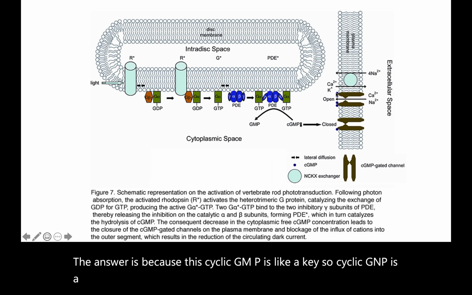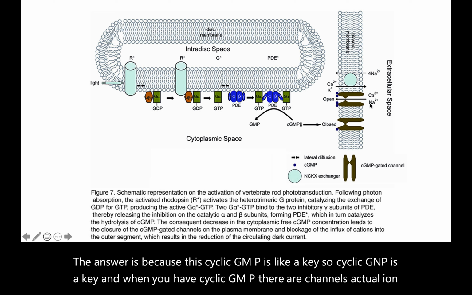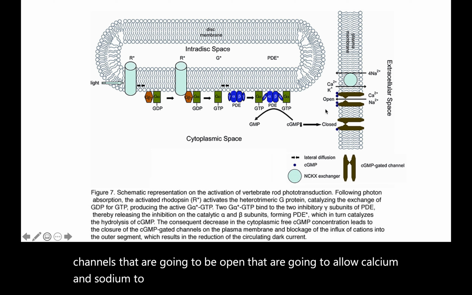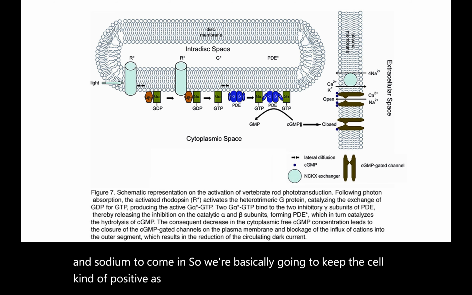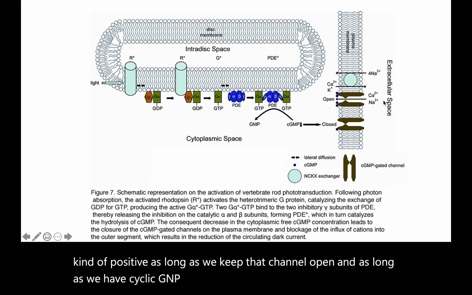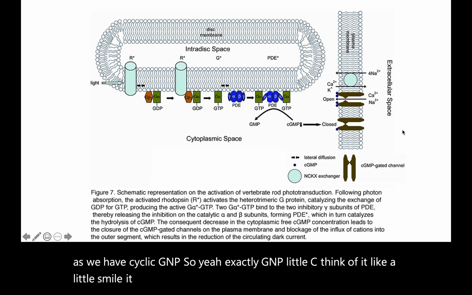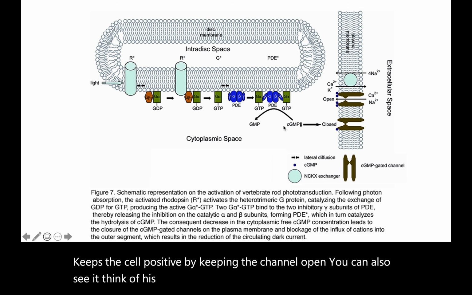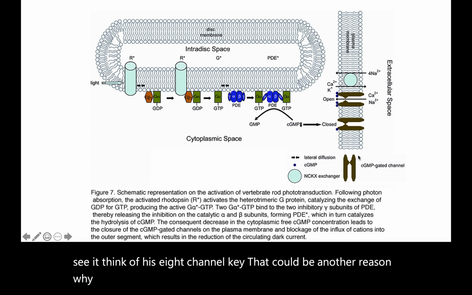And when you have cyclic GMP, there are actual ion channels that are going to be open that are going to allow calcium and sodium to come in. So we're basically going to keep the cell kind of positive as long as we keep that channel open and as long as we have cyclic GMP. So yeah, cyclic GMP, the little C, think of it as like a little smile. It keeps the cell positive by keeping the channel open. You can also think of it as a channel key. That could be another reason why it's got a little C there, even though it's for cyclic.